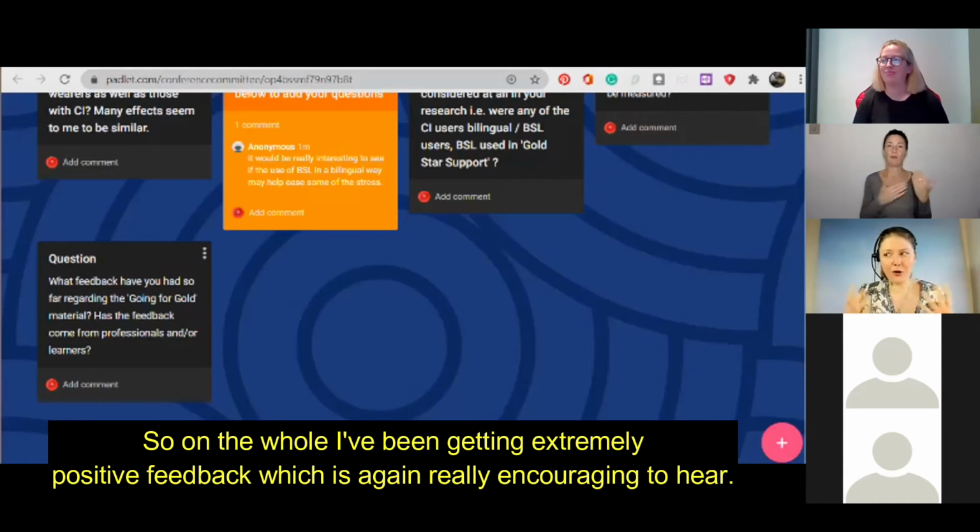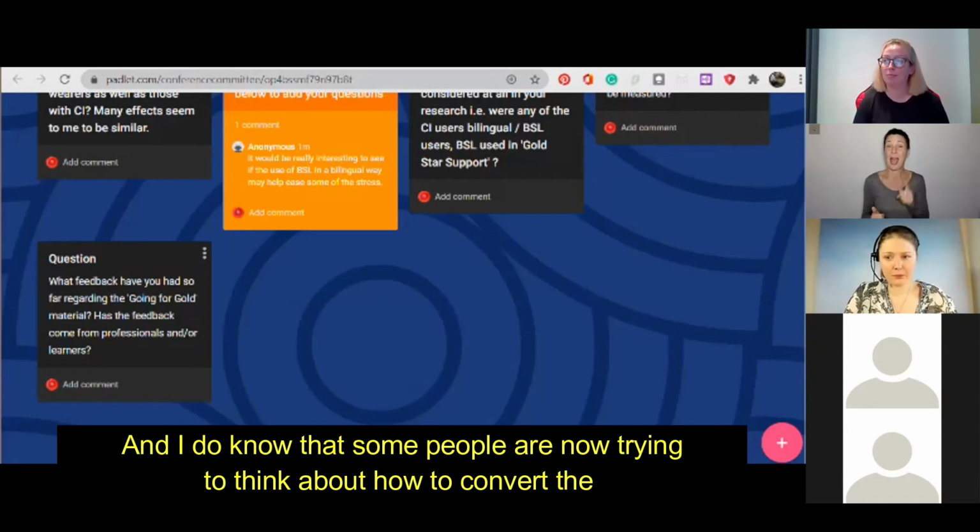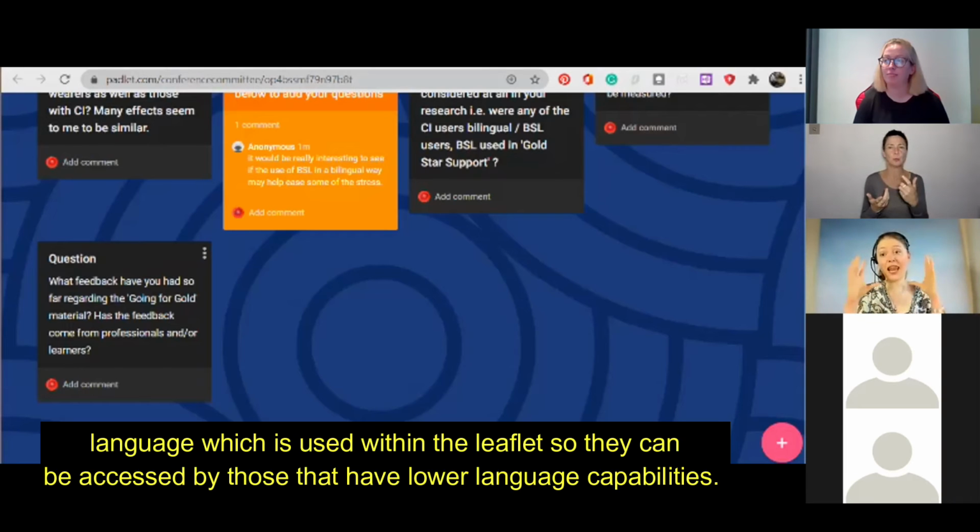So on the whole, I've been getting extremely positive feedback, which is again really encouraging to hear. And I do know that some people are now trying to think about how to convert the language used within the leaflet so it can be accessed by those that have lower language capabilities.